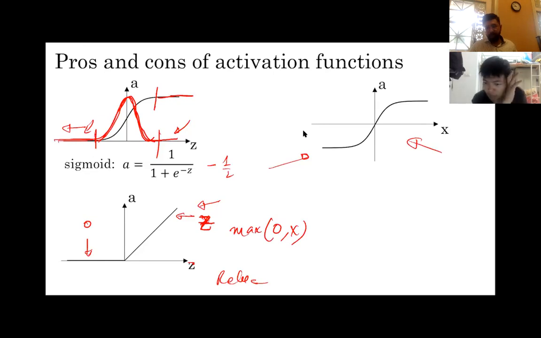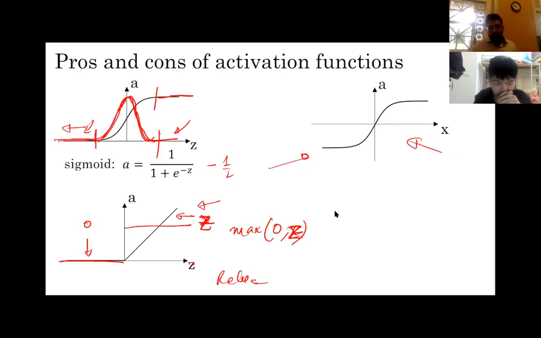Sorry, the maximum of 0 and z, because I'm writing my independent variable as z. So if z is less than 0, you get 0. If z is greater than 0, you get z. Okay. And what about the derivative of this function? What is the derivative of ReLU? So yes, it's 0 for negative numbers. It's 1 for positive numbers.